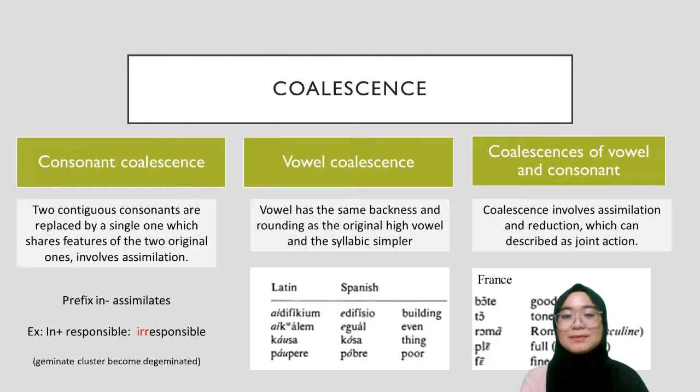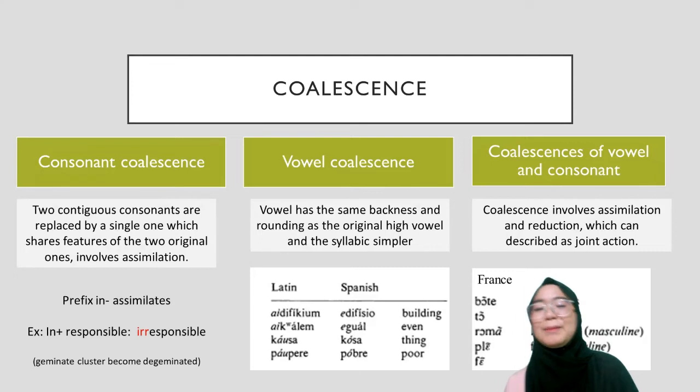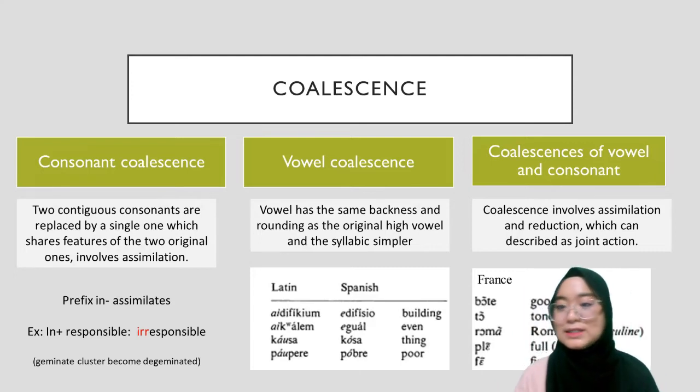Next, coalescence. It's differentiated by 3 categories: consonant coalescence, vowel coalescence, and coalescence of vowel and consonant. 2 contiguous consonants are replaced by a single one, which shares features of the 2 original ones in full assimilation. So in consonant coalescence, there is also assimilation.